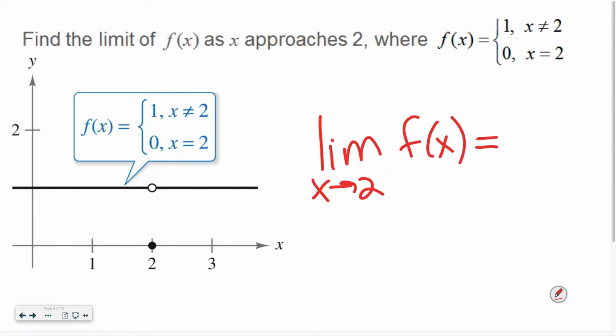What do you think, Alex? You said 1. If we drive our car on the function, we would approach y equals 1. Now, if I ask you for f of 2, what would your answer be? 0. f of 2 would be 0 because that's where the coordinate is. But the coordinate is not connected to the graph at all. Our limit is based on where the curve is. So where we would drive our car along the curve, that's what we're interested in for our limit.